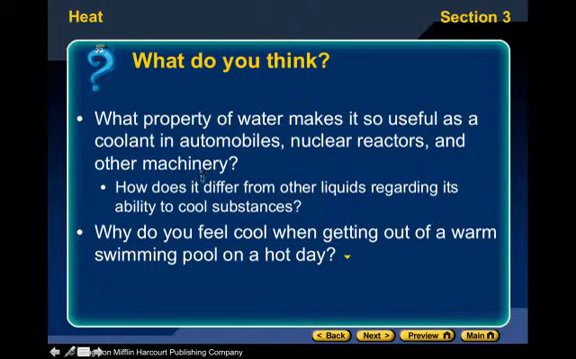So why do you feel cool when getting out of a warm swimming pool on a hot day? It's the heat of the summer, the wind, and what's the wind doing? Drying you off. So the water is evaporating and it has to take energy from somewhere. Where does it take energy from? Your body. So it's pulling energy from your body, which makes it feel cold. So that's why you feel cool.